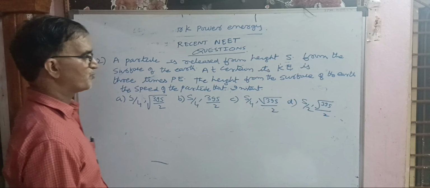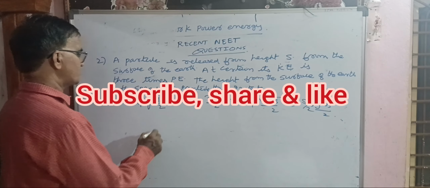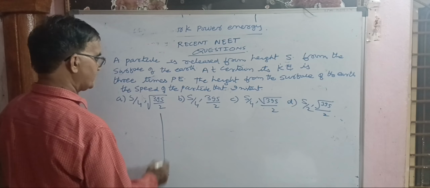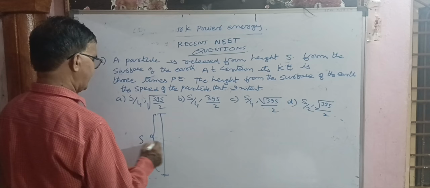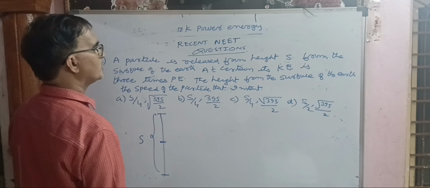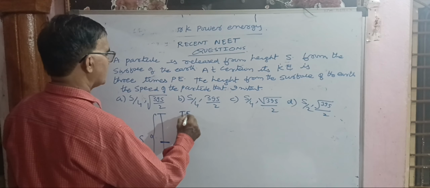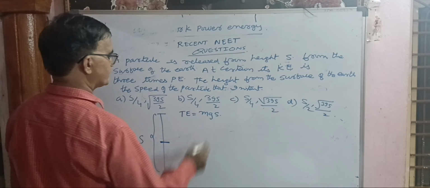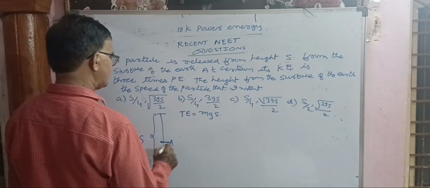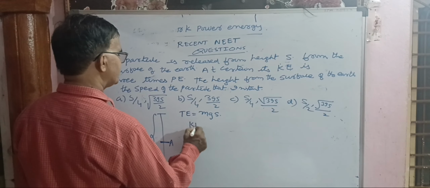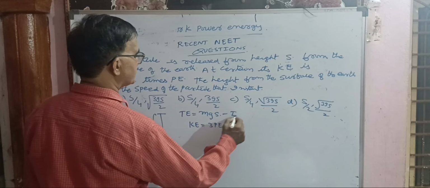Like this you have. Now, from conservation of energy, what do you have? Total energy is always constant. So here it is falling from a height S. At a certain instant, at this point, total energy is mgs. Suppose at the point A, at a certain instant, he said kinetic energy is equal to 3 times potential energy. This is the first condition.